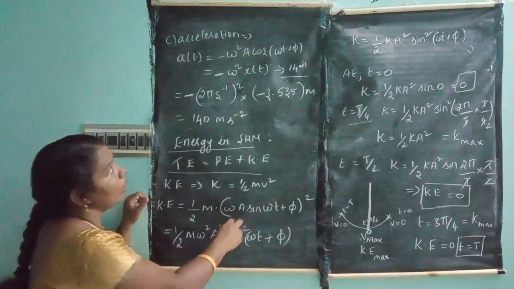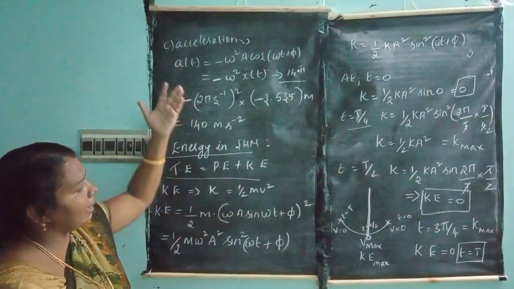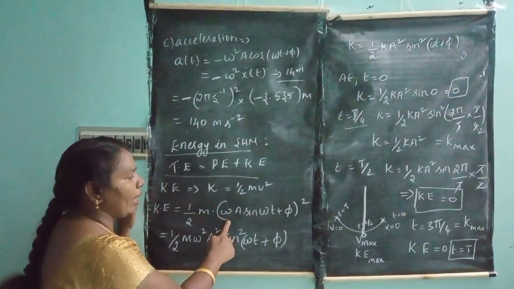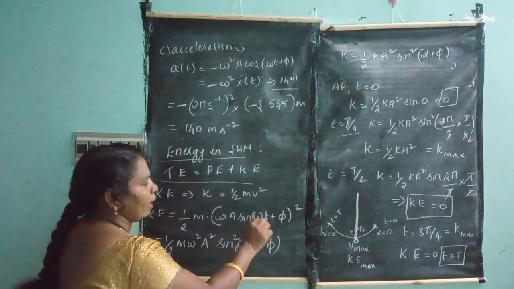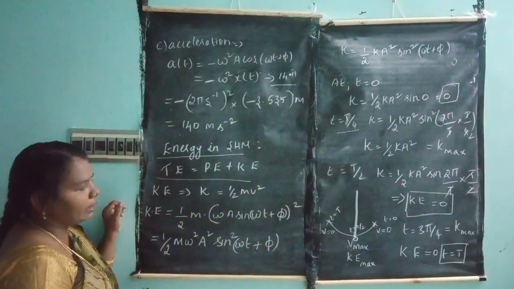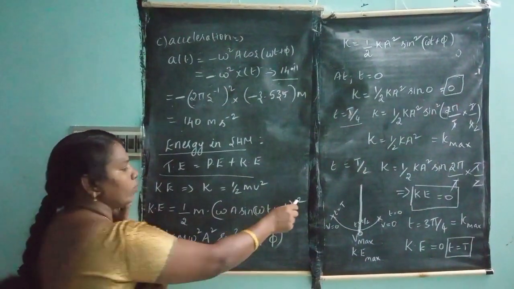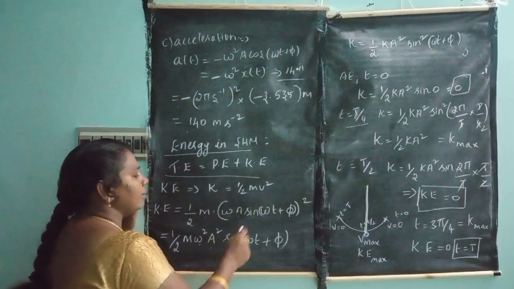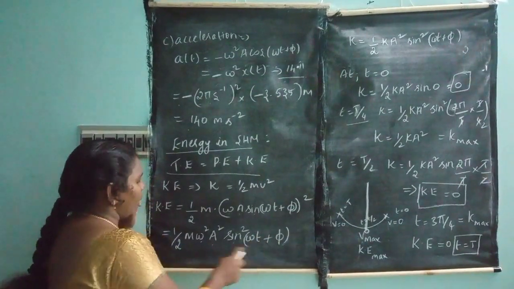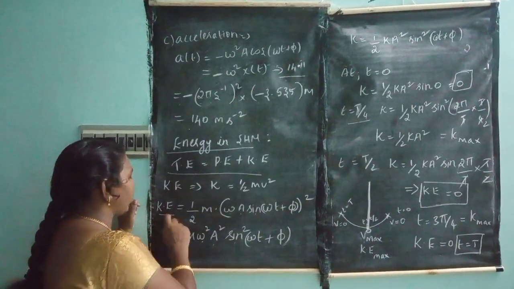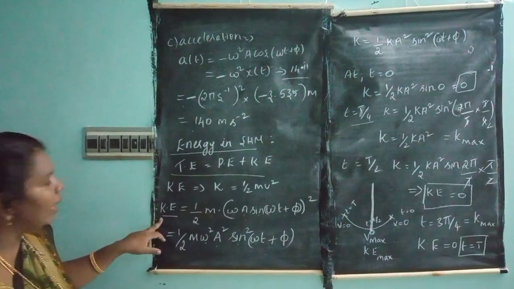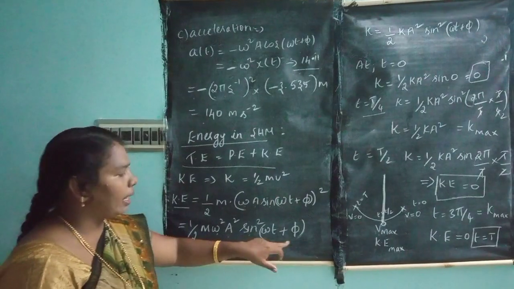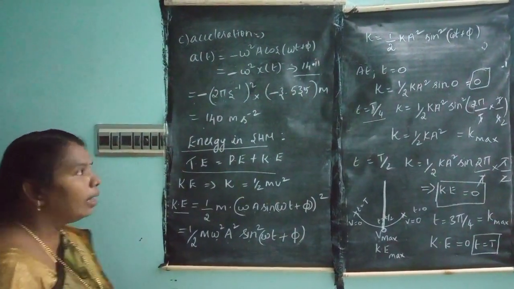What is v here? You know the velocity formula; in an early chapter I discussed it. The velocity can be written as a omega sin(omega t plus phi), the whole square. When I take the square, I get omega square a square sin square(omega t plus phi). So this is the answer for the kinetic energy: half m omega square a square sin square(omega t plus phi).